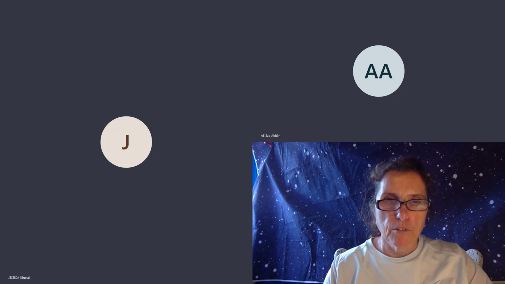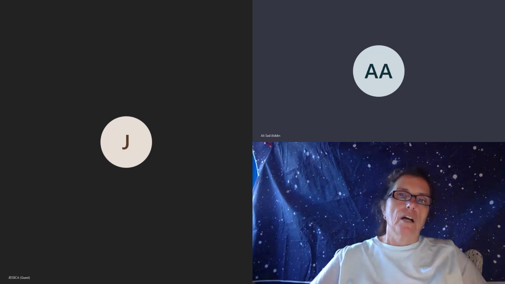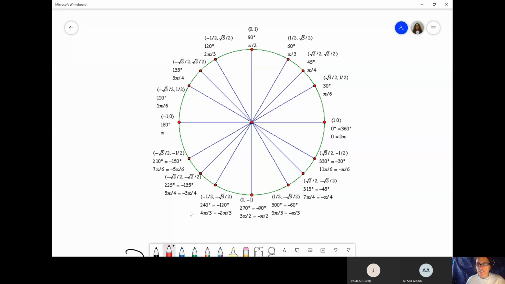Okay, so let me go back to my unit circle. I posted that unit circle, and I really like it because it has the degrees, the radians, the ordered pairs, and it also has negative angles if we go clockwise. So this unit circle has it all. Keep that handy.